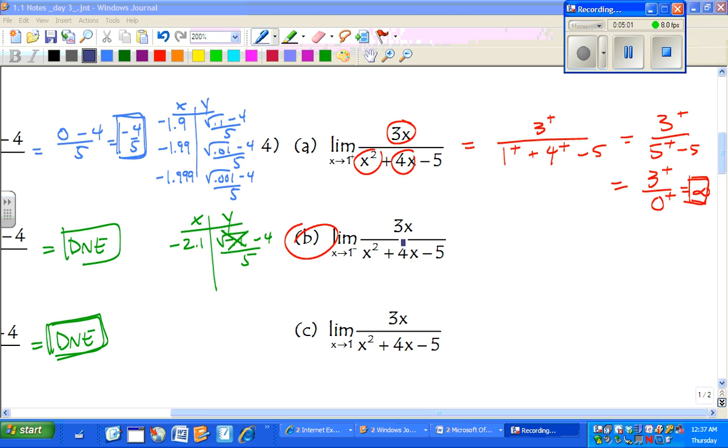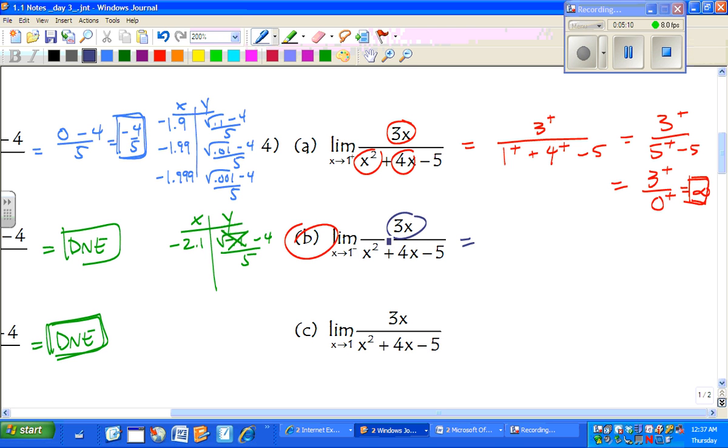Alright, let's take a look at B. Pretty similar to what we just did up here. Break it down into smaller pieces. So limit as x approaches 1 from the left of 3x. 0.9 times 3, you're going to get 2.7. 2.99 times 3 is going to get closer to 3. It's going to continue to get closer and closer to 3, but it's always going to be less than 3. So it's approaching 3 from the left. Think of it as always being just a little bit smaller than 3.